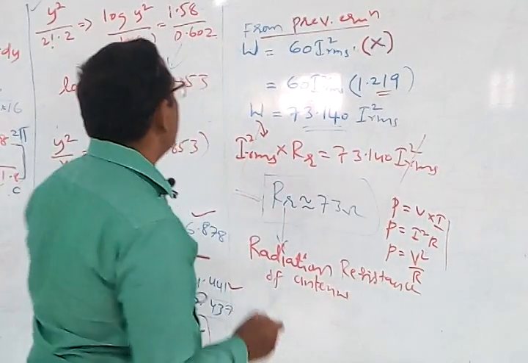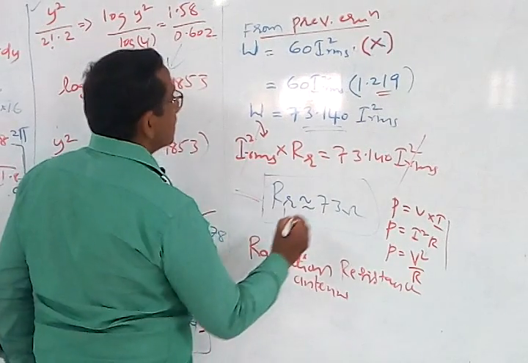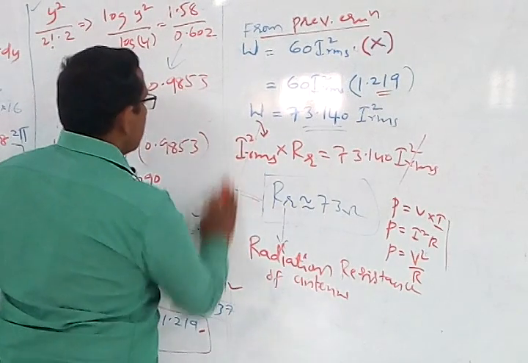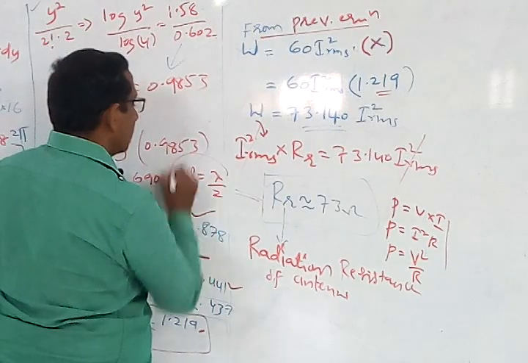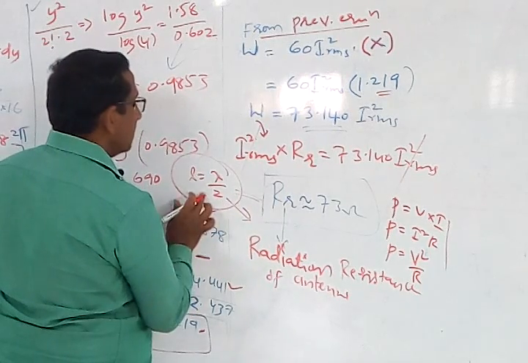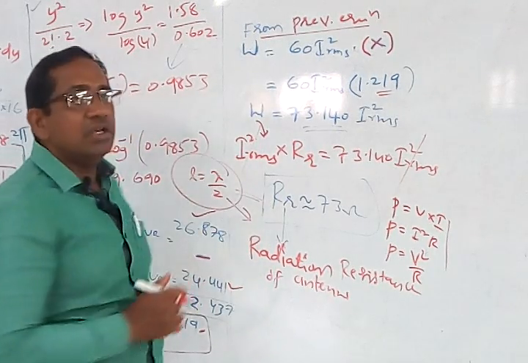So what does half wave mean? The meaning of half wave is nothing but L is equal to lambda by 2. By meeting this condition, we got this particular equation.